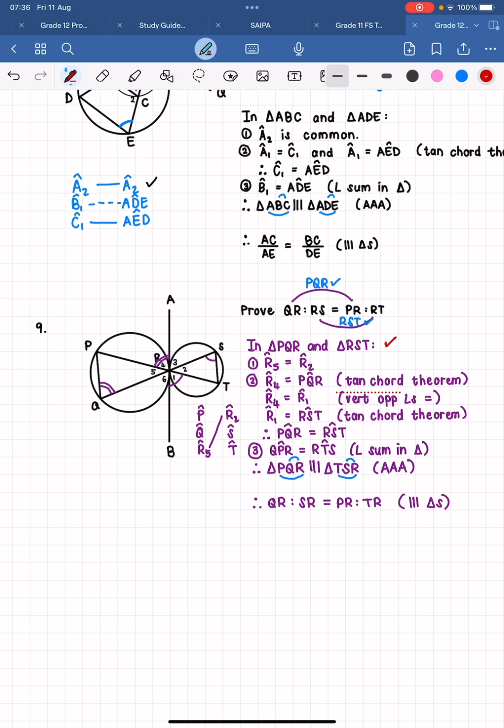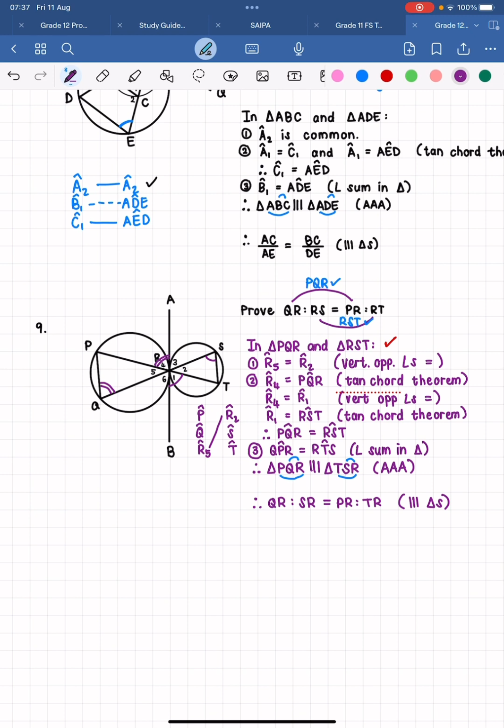Now, why did I not do a reason for the first one? Do you guys see I'm missing a reason there? R5 is equal to R2. Why is that? Vertically opposite, hey? Sorry, I don't know what 2022 me was doing here. Vert op angles equal. All right, so R5 equal to R2.